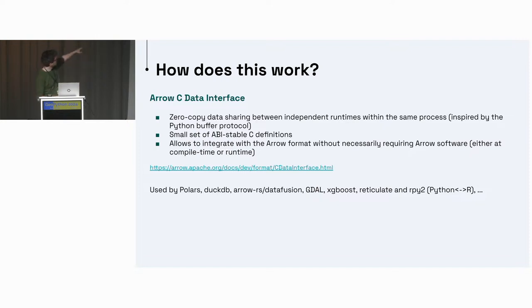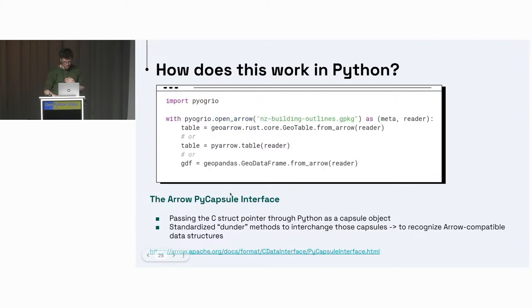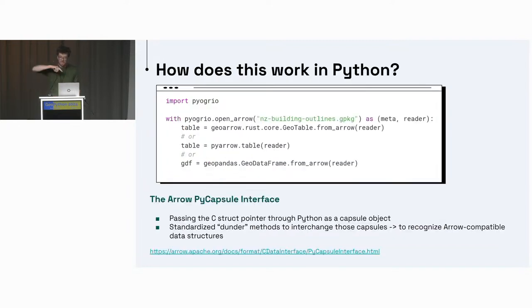And that's actually already widely used. So if you have Polars or DuckDB and they share data with Pandas or PyArrow or some other libraries, that's all already using this zero copy sharing of data using the C Data interface. This is a small example of the struct. I'm not going to go into detail, but essentially what you're doing here is pointing to pointers to buffer locations. That's how it works at the low level, sharing a pointer to that struct.